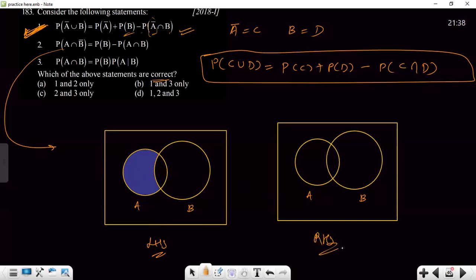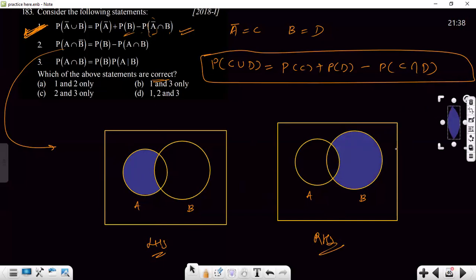Let's discuss RHS then. B, complete B, and then what is subtracted from B is the intersecting part. This is subtracted. So are they equal? Is the shaded part equal? No, right? So this is an incorrect statement.